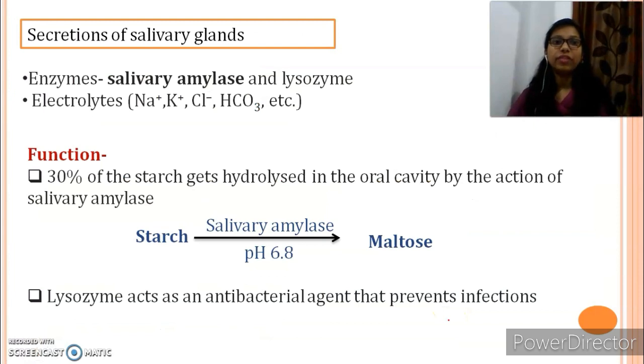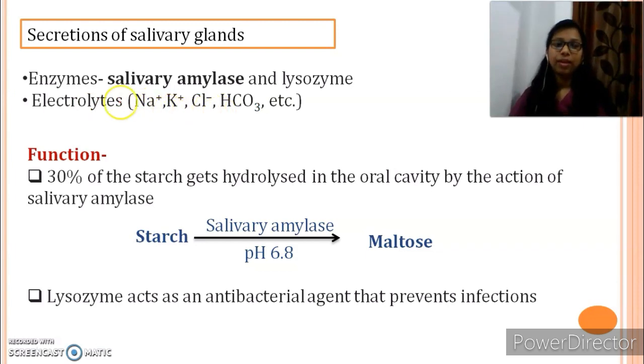Now we will see the secretions of the salivary glands. The salivary gland secretes enzymes and some electrolytes. We have studied that the main enzyme in the salivary gland is salivary amylase. Another enzyme secreted by the salivary gland is lysozyme, which acts as an antibacterial agent, meaning it prevents infections. The electrolytes secreted from the salivary glands are sodium, potassium, chlorine and bicarbonate.